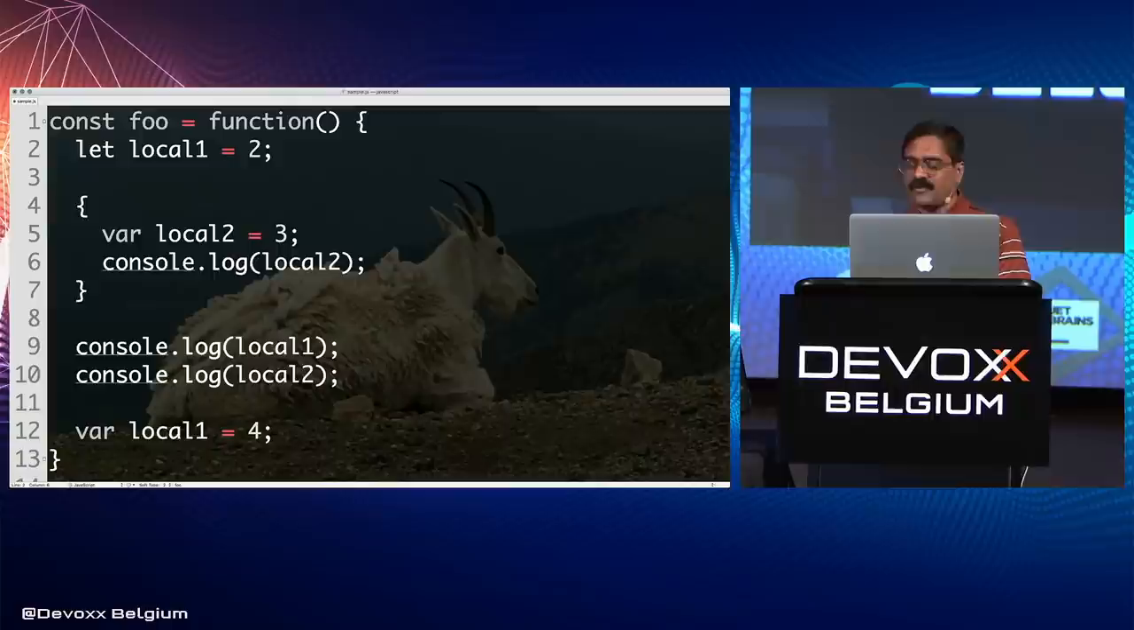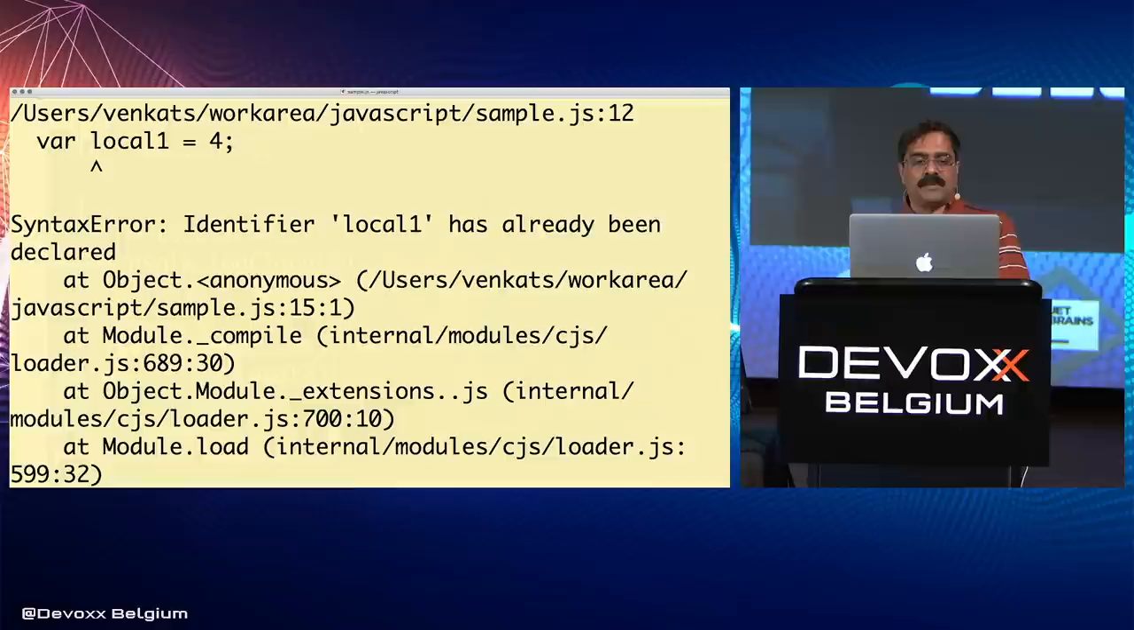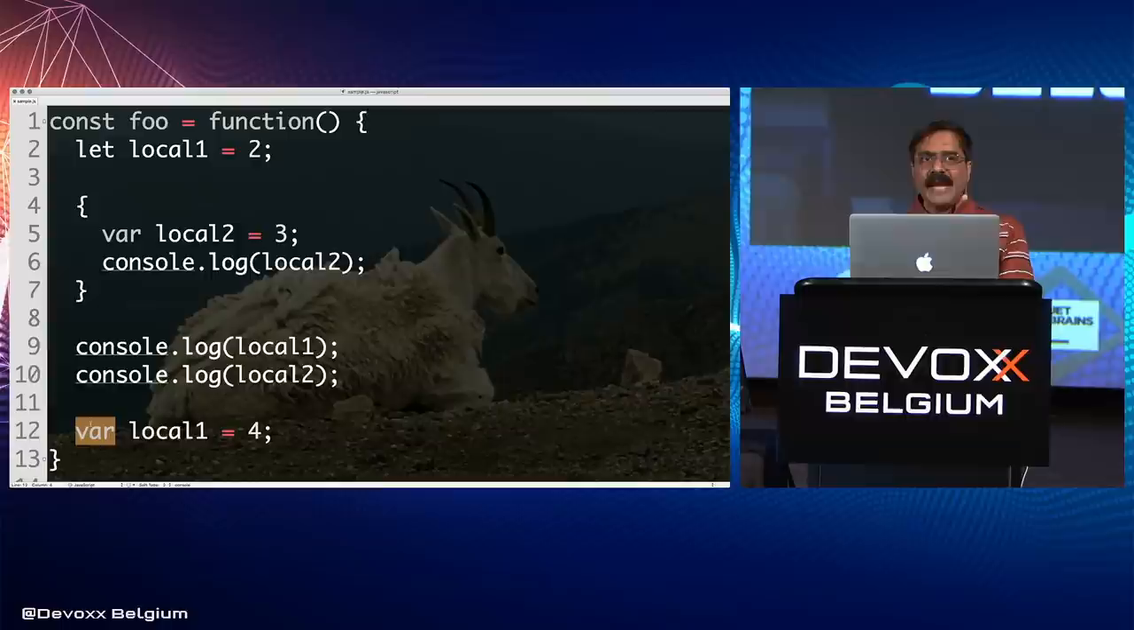And notice immediately I get an error, and the error is on line number 12 because let will not allow me to redefine variables once they've been defined. So as a result, you can see line number 12 doesn't work because I've defined the variable local one using let. So let protects us from redefining variables that have been defined already. You can reassign values if you really wanted to because let is mutable, but you're not allowed to redefine a variable once you define it.